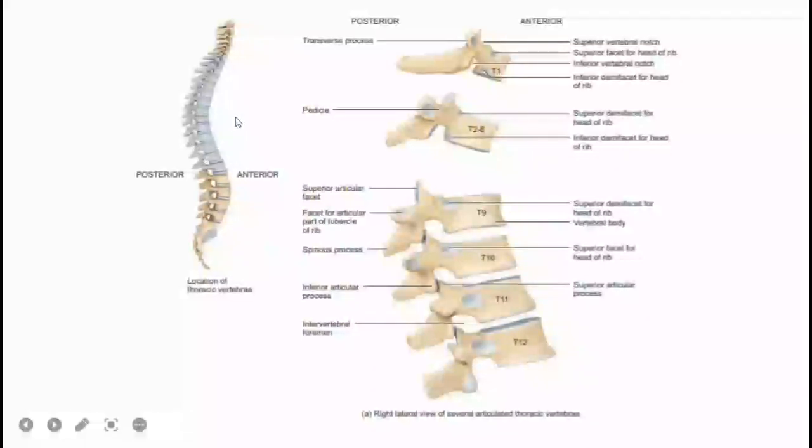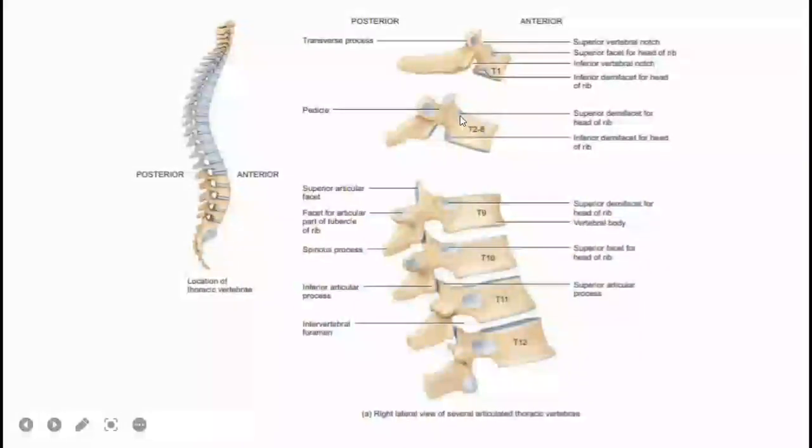I was about to say the intervertebral disc because that's what we've been learning from. So on the thoracic vertebrae at T1, we have the superior vertebral notch at this level. Then we have the superior facet for the head of rib, where the head of rib comes into contact with this first thoracic vertebra. Then we have the inferior vertebral notch, then the inferior demifacet for head of rib. It's marked by this level. Then the pedicle is literally there.